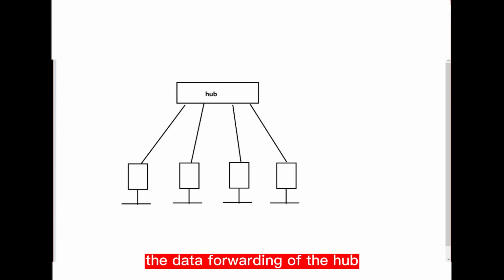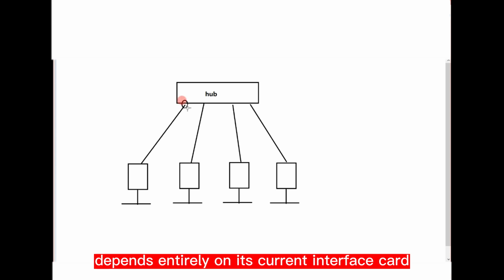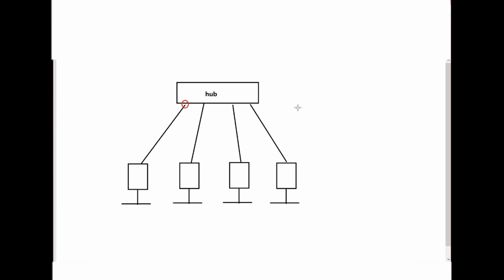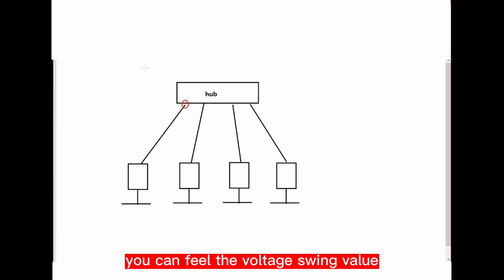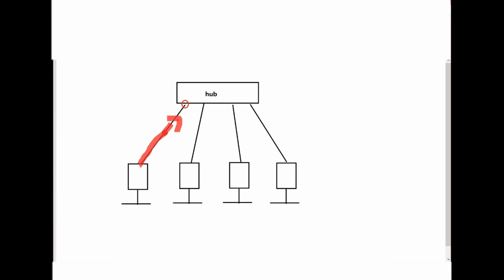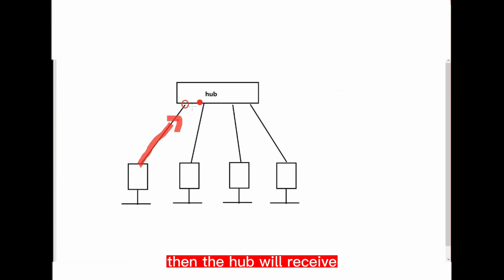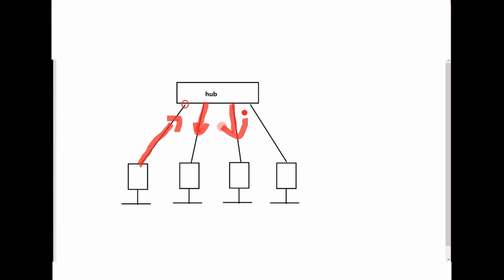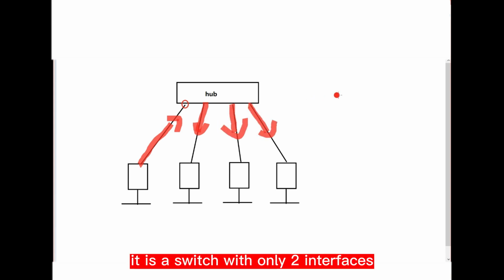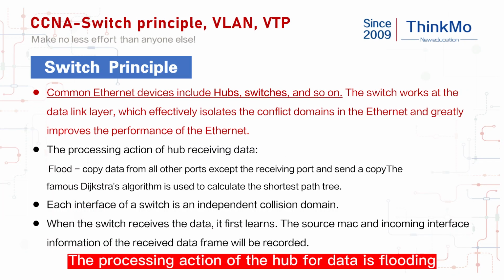The data forwarding of the hub depends entirely on its interface card. Under this interface, it can sense the voltage swing under the interface. As long as there is data going through the line under the interface, it senses that data is coming. Then the hub will receive it and carry out flooding. A bridge is a switch with only two interfaces. The processing action of the hub for data is flooding.